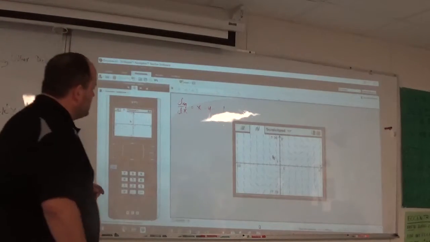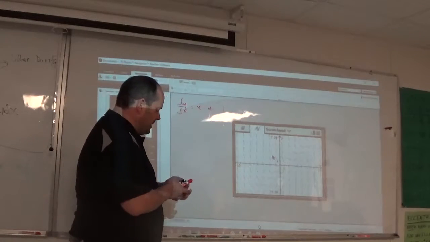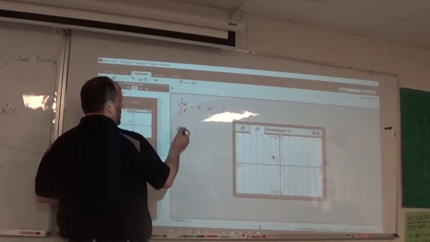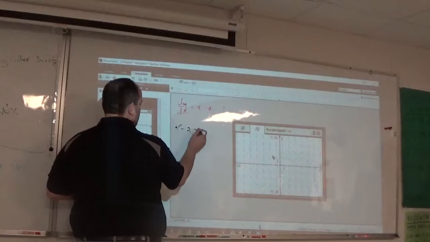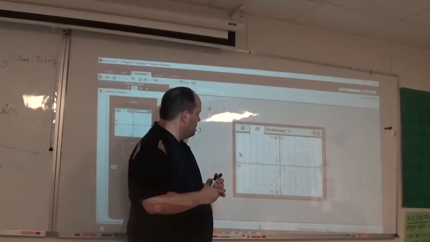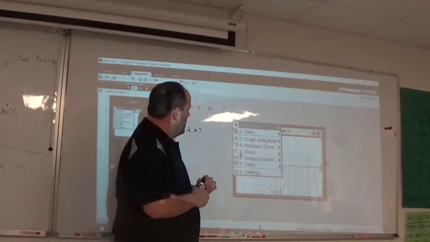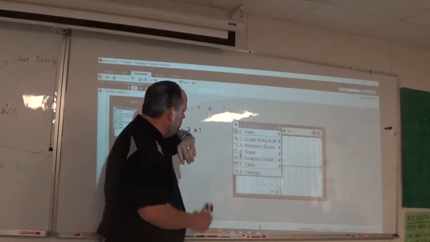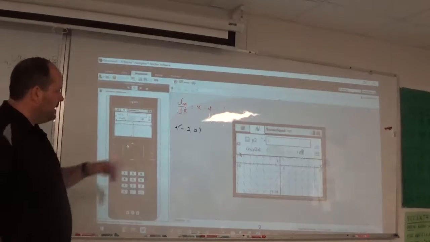Okay, so what was that first initial condition, the one that I did in black? Negative 2, 2 is the first one. Okay, Paul, hit menu. Oh, I'm sorry, just hit tab, my bad. Hit escape, and then tab, arrow up.